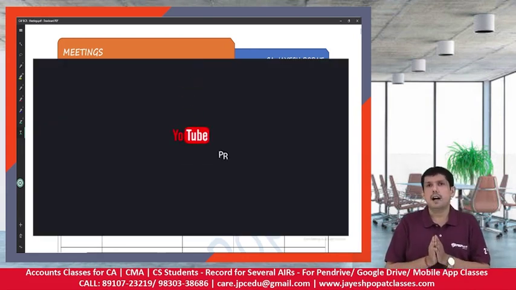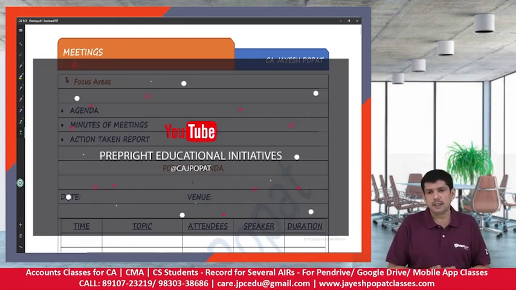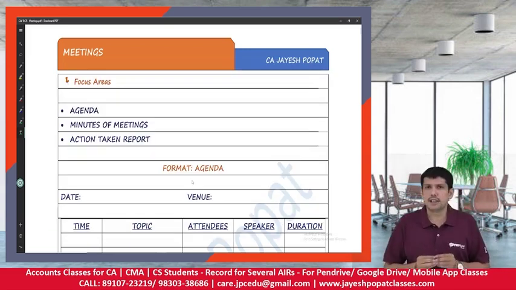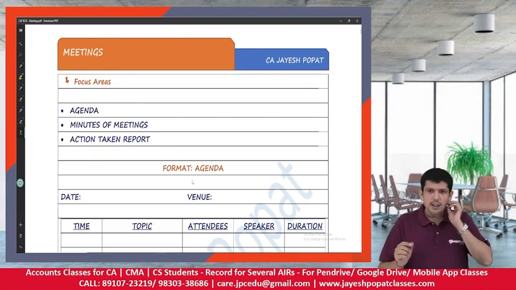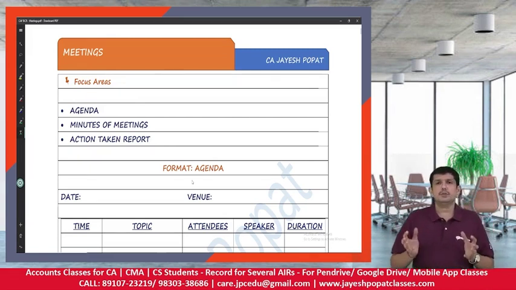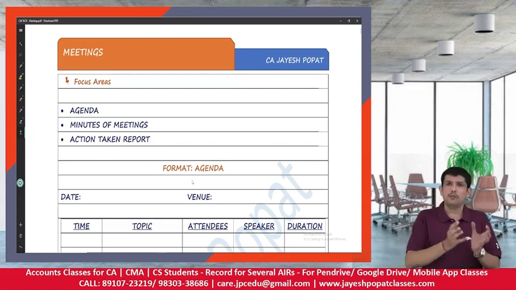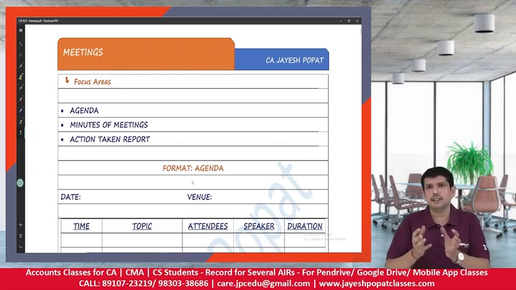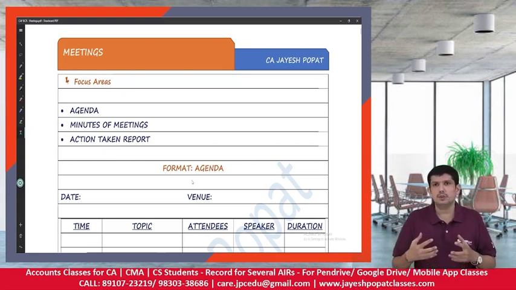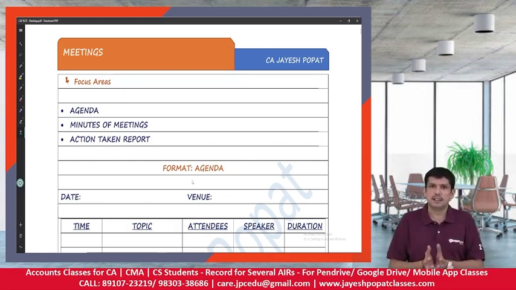One is how to draft an agenda of a meeting, how to draft minutes of a meeting, and how to draft an action taken report. Here our focus is only on formal meetings. See, meetings could be of two types. It could be an informal meeting between, let's say, friends and relatives. It could be a formal meeting. A formal meeting is usually at a business or an organization level.